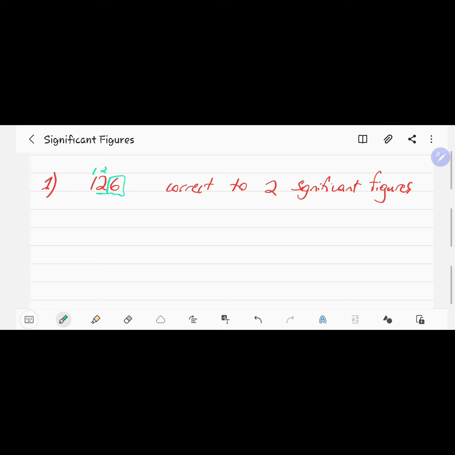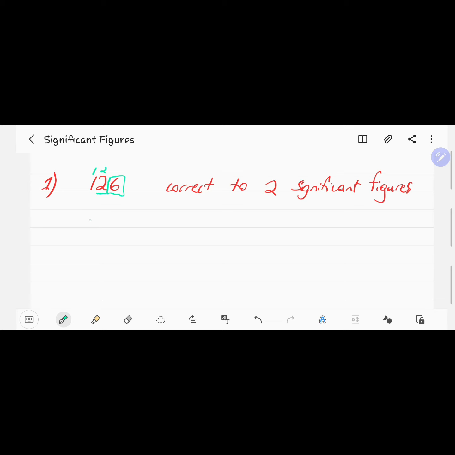If it is less than 5, that is 4, 3, 2, or 1, or even 0, we just write back the last significant figure and the 0 as a placeholder. But you will see in our following examples. So for this one, this 6 is between 5 and 9. So we will be rounding up for this one.